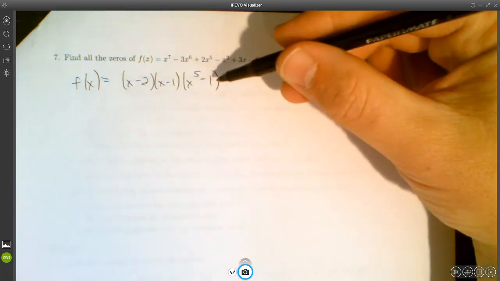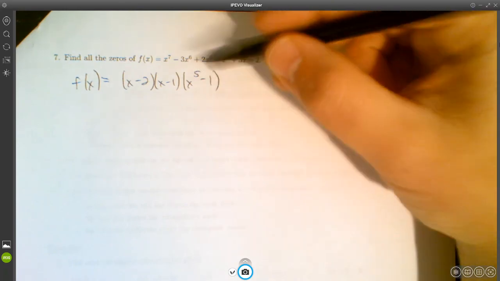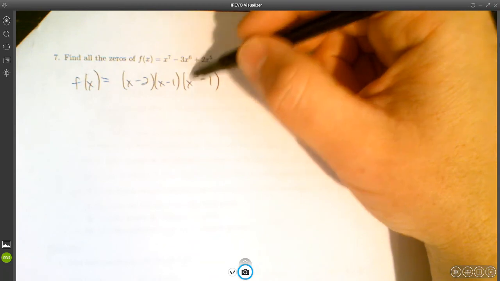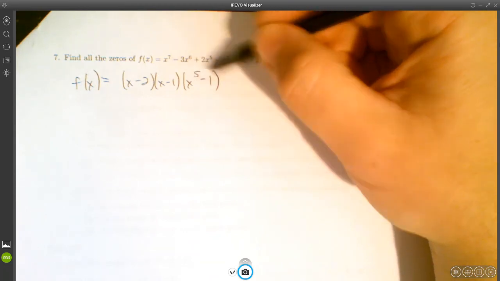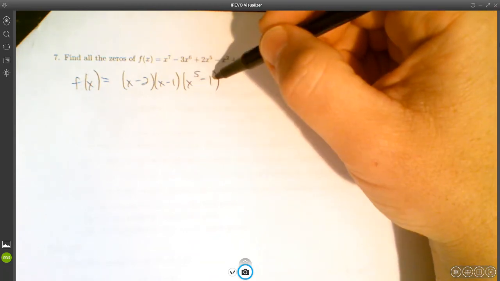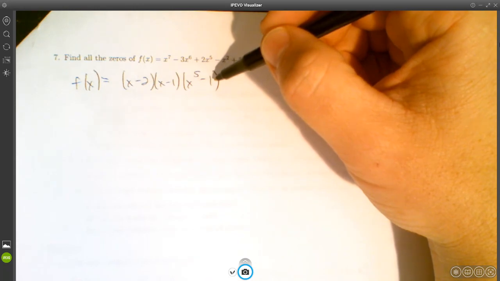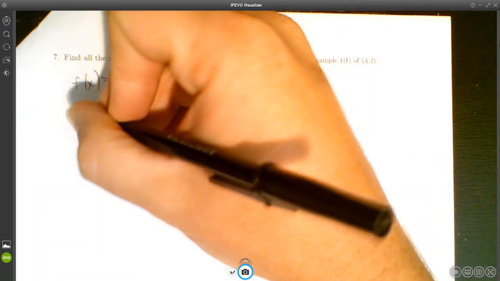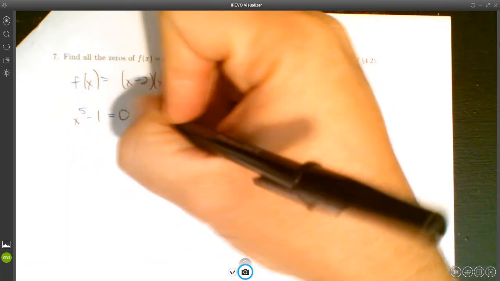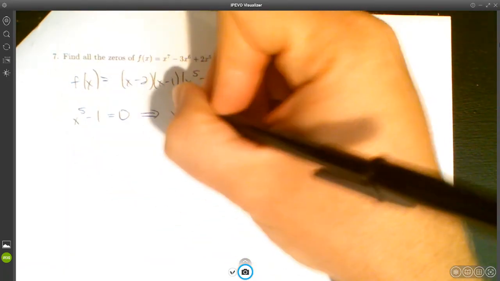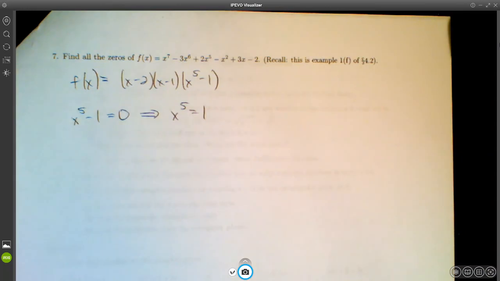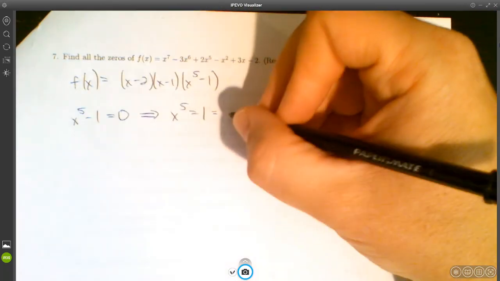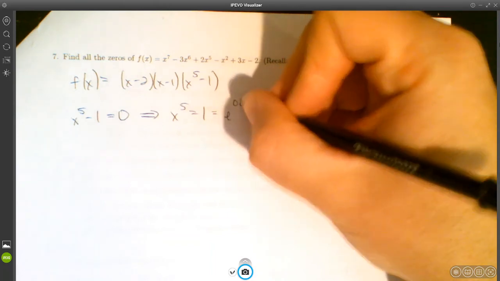Well, so I know that one of the zeros is 2 and one of the zeros is 1. If I want to find the other 5 zeros, then I can set x to the 5th minus 1 equal to 0 and then solve for x. So I can say x to the 5th minus 1 equals 0 implies that x to the 5th equals 1. Or, as we saw on the previous page, in polar form, this would just be e to the 0i.